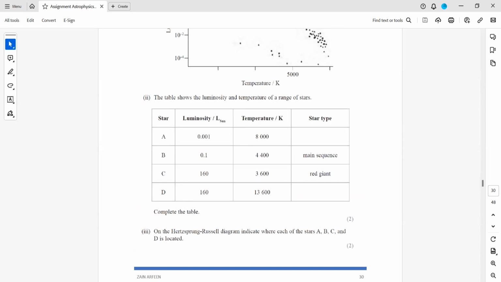So A will be a white dwarf, because it has a low luminosity and a high temperature. Compared to the temperature, the luminosity is very low. And this one is likely to be a main sequence or a blue giant. Both blue giant and main sequence are acceptable in this range.